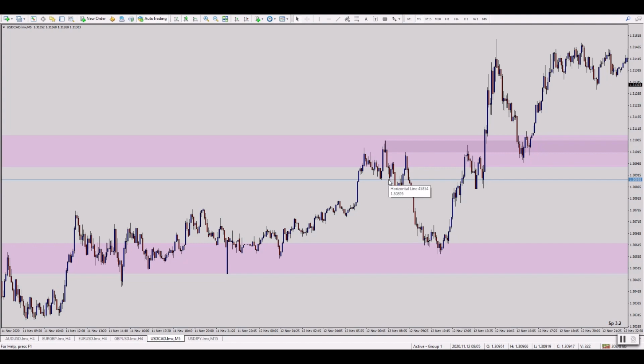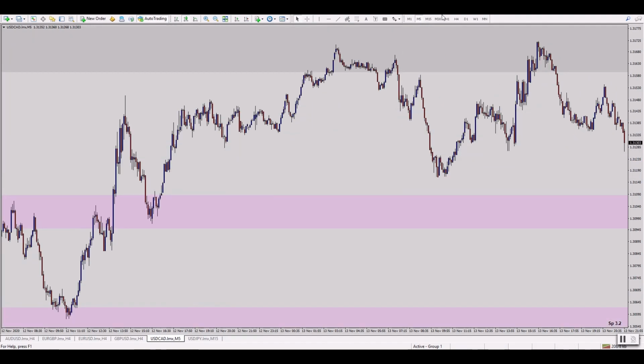So don't be surprised if you don't see me really trading any break and retests, or not the traditional ones that you've seen me trading so far. I will be trading break and retests, and I'll go into those in a bit more detail when I get a chance. So anyway, that's one. Let's have a look at another one.